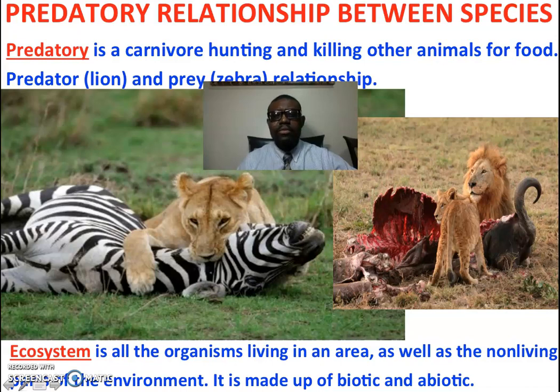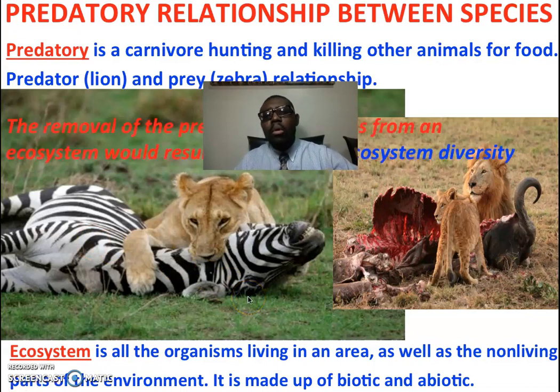The next type of relationship between organisms is called predation. Predation is simply when a carnivore kills another animal for food. So here we see a lion killing and eating the zebra for food. In all ecosystems, organisms interact. Okay, and this type of interaction causes the death of the zebra.